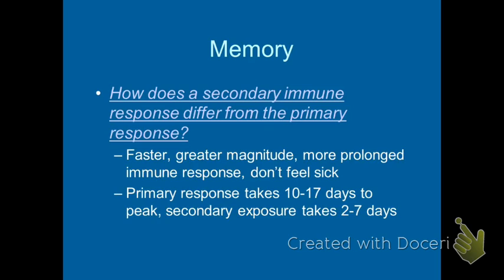Primary response can take a while. It can take days before that helper T cell finds the correct B cells and cytotoxic T cells. It can take 10 to 17 days. So, if you get the flu, you can be sick for a week at least. Secondary response is quick. It wipes it out real fast, and you never even actually know that your body is dealing with it. But it is. It's dealing with this all the time.